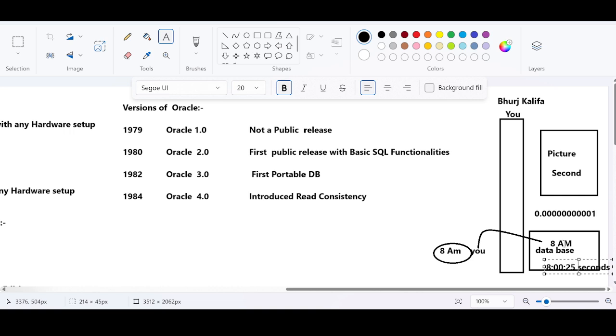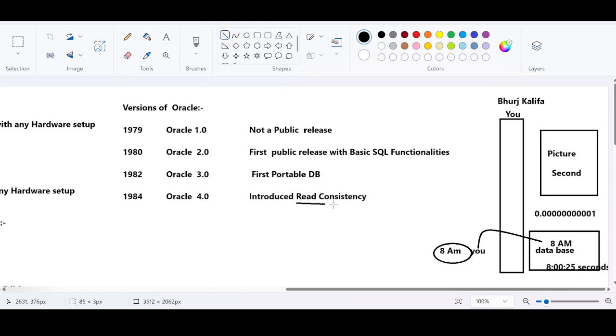In the bank, you are applying for a passbook. What do you expect? You expect the last 2 months of transactions. That is completely fine because the time gap is large, so you don't get any inconsistent data. But if you talk about inconsistency, it can happen in nanoseconds or milliseconds. That is what read consistency is.